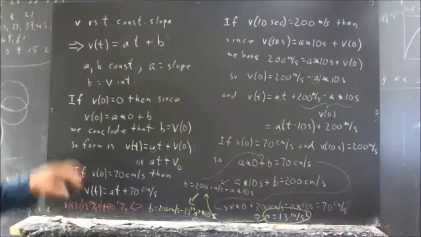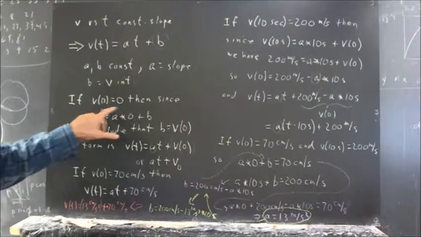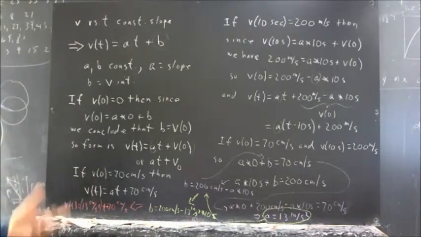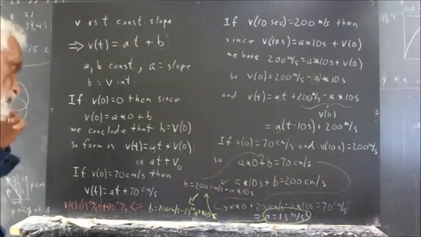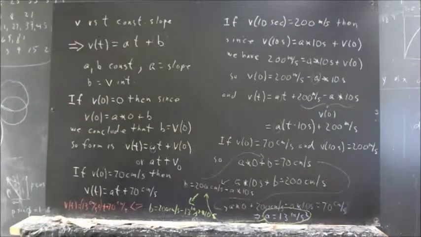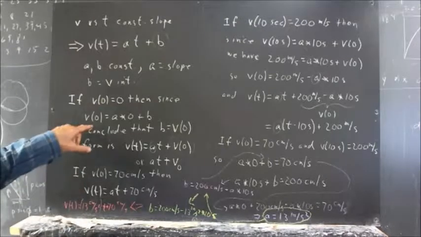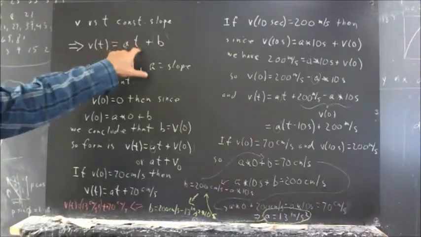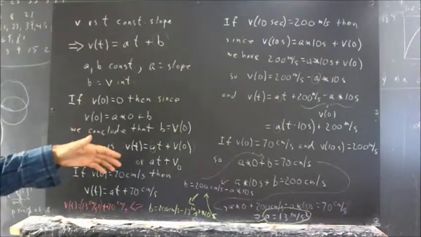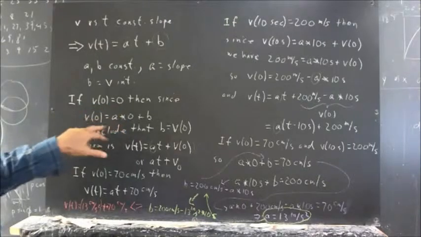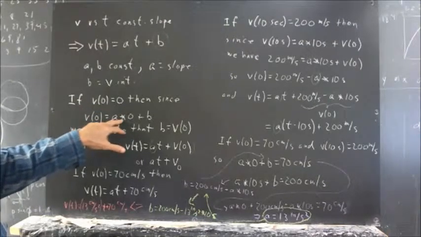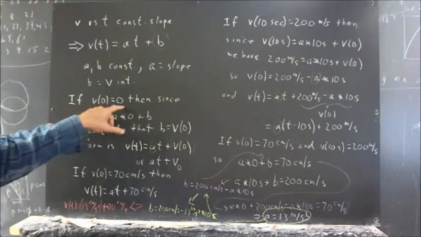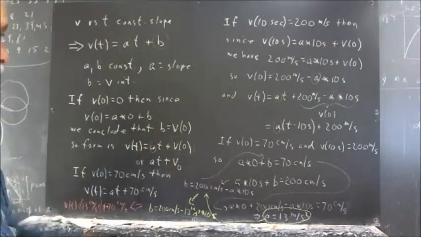Okay, so now another situation. If v of 0 equals 0, then what's the most general form of the equation or the function that results? Well, first of all, v of t is equal to at plus b for some a and b. If v of 0 equals 0, then v of 0 being equal to a times 0 plus b is just equal to b. And if that's 0, then we have b equals v of 0.